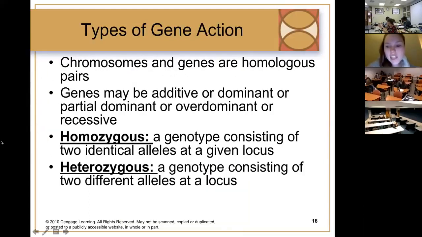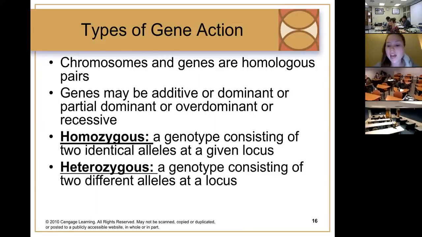So there are different types of gene action, so how genes can actually act. Chromosomes and genes are homologous pairs. Homologous means the same. And then genes can be additive or dominant, or partial dominant, or overdominant, or recessive. I'm going to explain a little bit about what that means. You may have a trait that is influenced by two different genes, right? There are two potential genes that you could have.